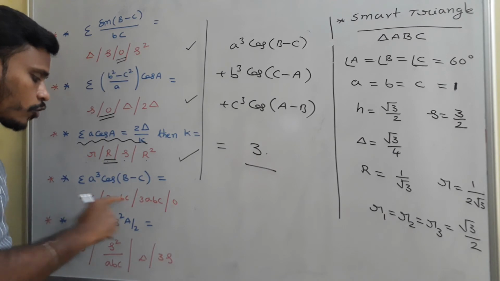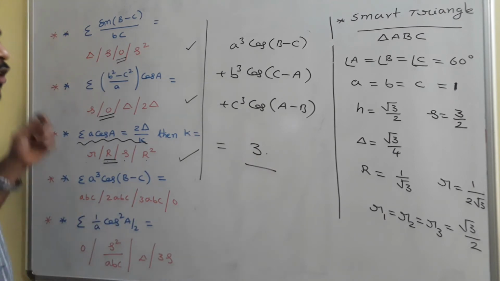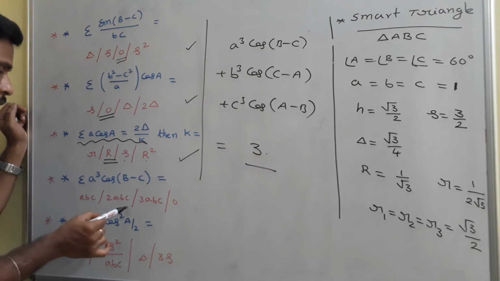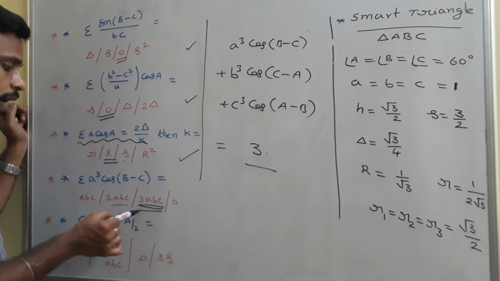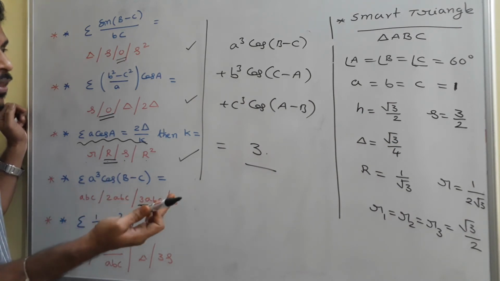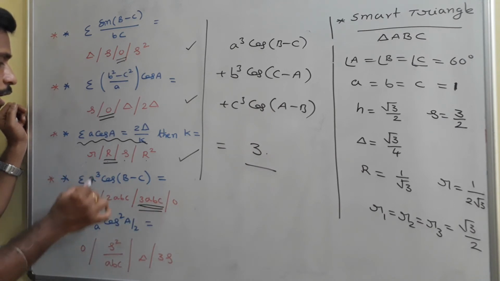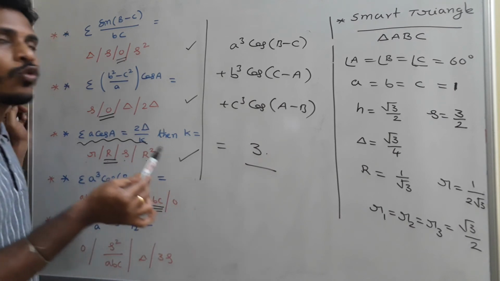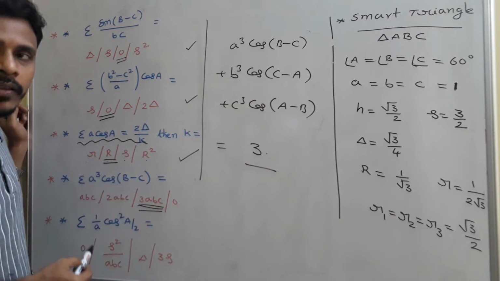Among the options you need to choose one which gives us 3. A, B, C is 1 in our mind. So this is 1, this is 2, this is 3. So at the end your answer is 3ABC. So sigma A cube cos of B minus C is 3ABC, just if you use the smart triangle.